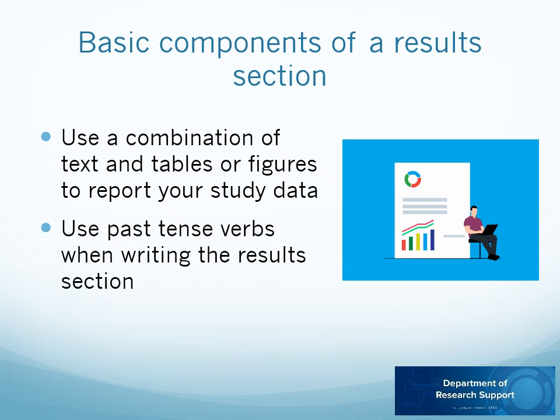So what are the basic components of the results section in a journal article? Typically, the written text about your study's numerical data is supported with visual representations of that data in tables, figures, or a combination of both. For example, tables are particularly useful when you have a large data set of study outcomes or when it is necessary to report exact values. Because the study already occurred, be sure to use past tense verbs when writing this section of an article.